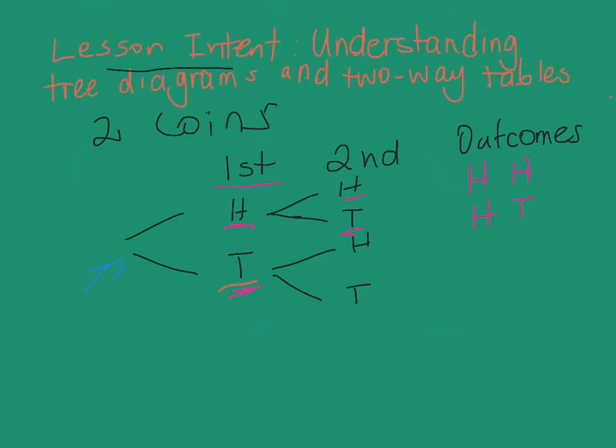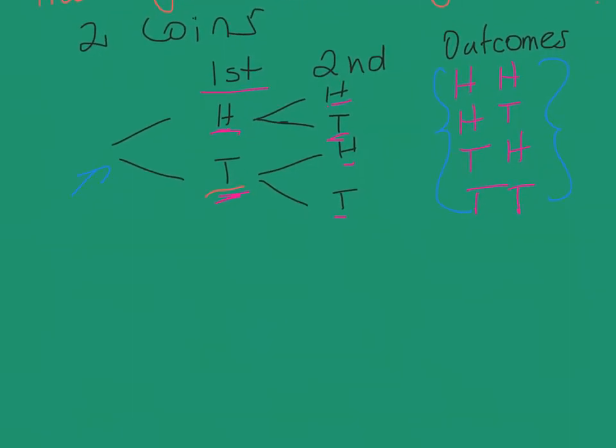Down here, it could have been a tails, and then a head, or it could have been two tails. So these outcomes here, which you're seeing, are all the possibilities that we could have received had we actually flipped those two coins. Okay, so now let's move this up a little bit. We can now turn this into a two-way table.